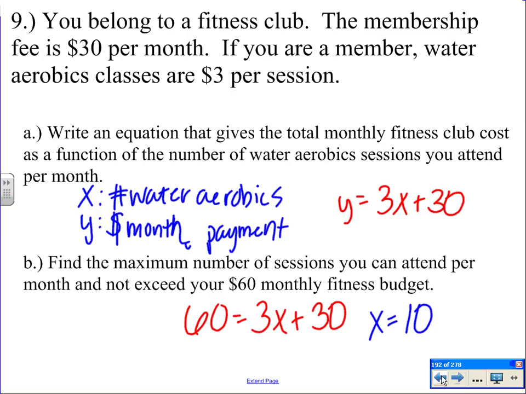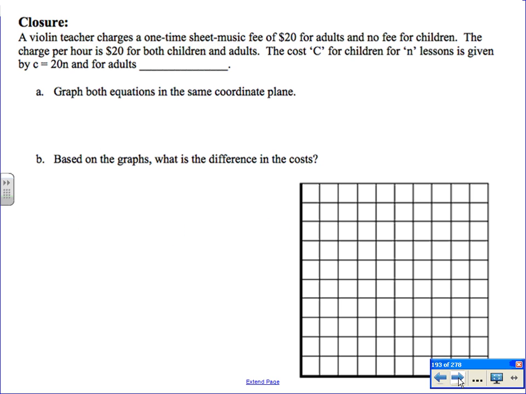Kevin, what's my adult equation? Okay, C equals 20n plus 20. So you could have C equals 20n plus 20. I'm going to use y. Yes! 20x plus 20. So you have to graph both.